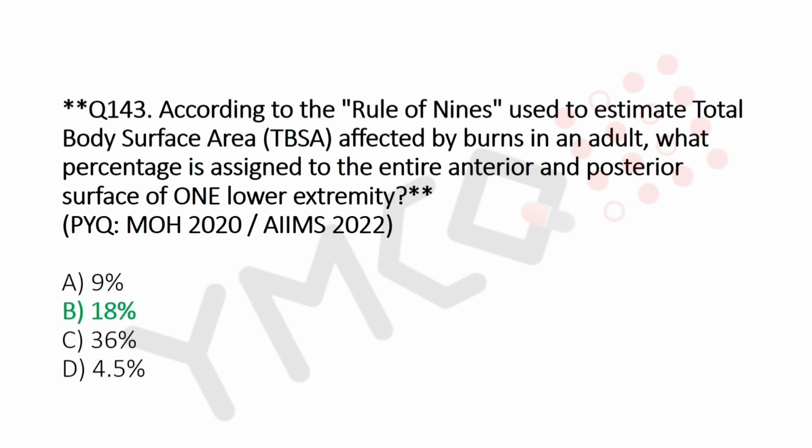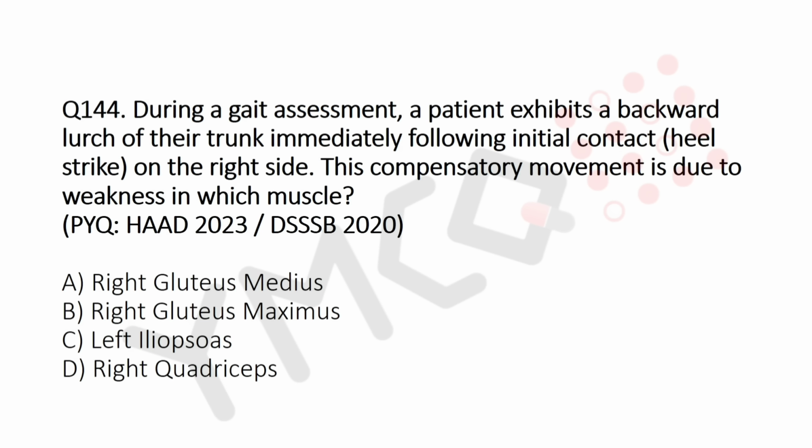Now let's move to question number 144. During a gait assessment, a patient exhibits a backward lunge of their trunk immediately following initial contact, that's heel strike, on the right side. This compensatory movement is due to weakness in which muscle?